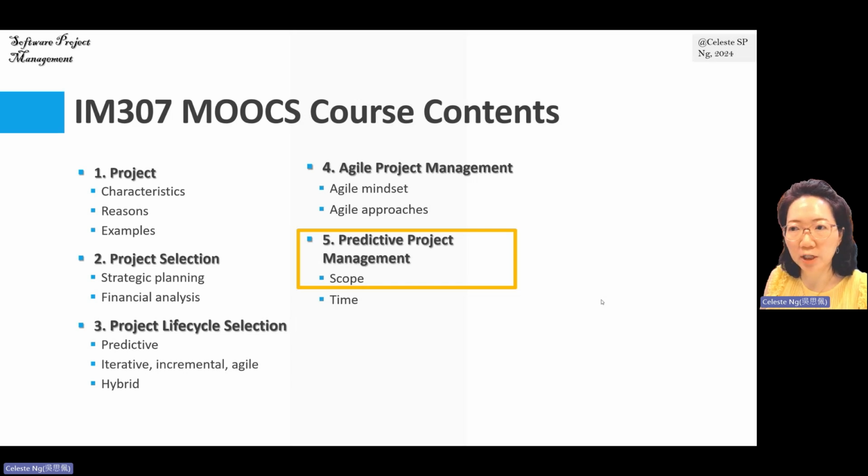So in this fifth section, I'm going to talk about predictive project management. And this fifth section covers two subsections. The first one is the scope, followed by time. So I'll start off by talking about project scope management first.